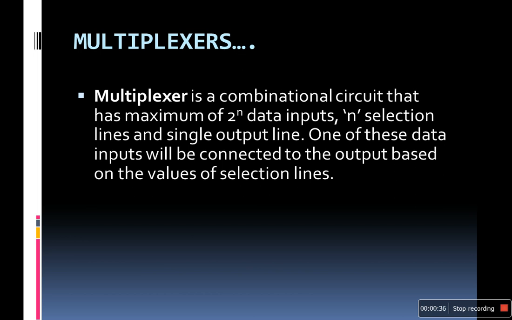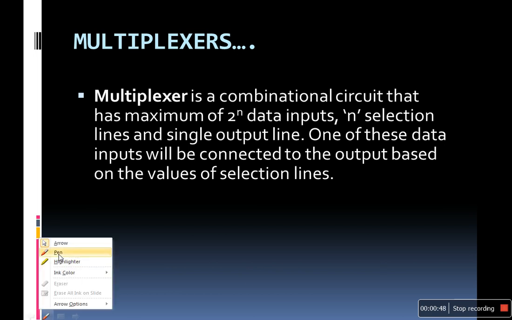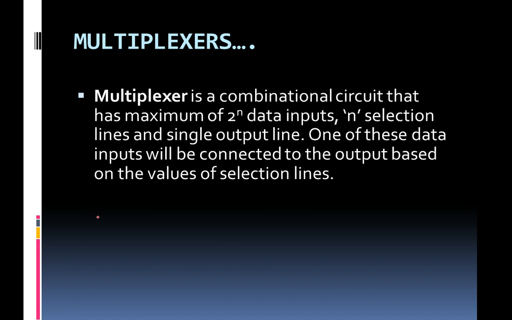So the multiplexer is a combinational circuit that has a maximum of 2^n data inputs, n selection lines, and a single output line. So a multiplexer has 2^n data inputs, n selection lines, and a single output line.